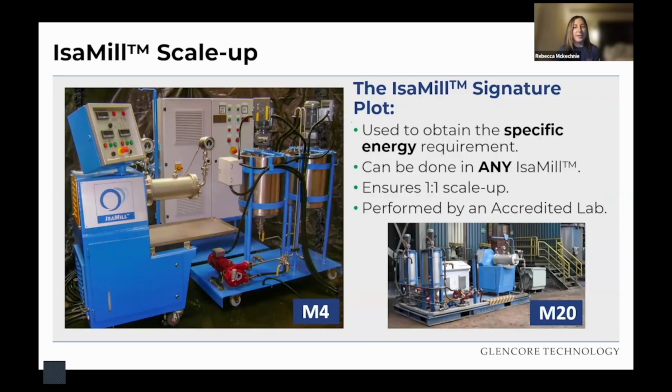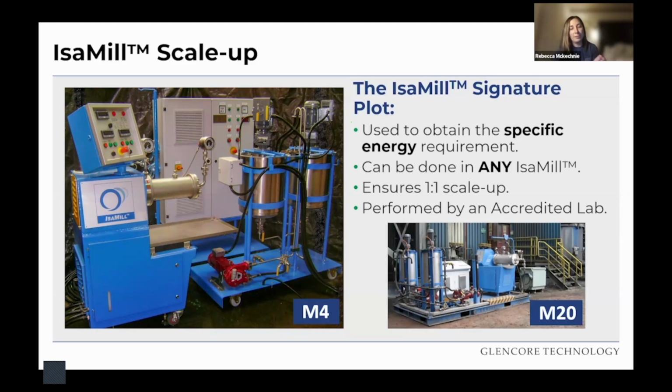To size and design an isomill, we've got a standardized test that's performed by accredited laboratories. This is called the isomill signature plot. Basically, it's used to obtain the specific energy required to mill an ore or a concentrate to the required product size. It's not the same as Bond work energy. Typically we do it in an M4 isomill, but because there is a one-to-one scale up between the M4 and any other isomill, technically it could be done in any sized isomill.